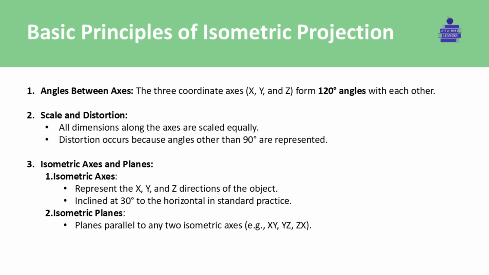The most important concept to grasp is the relationship between our three axes. Imagine taking three lines and arranging them so they're all exactly 120 degrees apart. These are our x, y, and z axes. This equal spacing is crucial because it ensures our drawing will look balanced and proportional. When we measure along these axes, we use the same scale for all three directions. Now, you might notice that angles in your drawing look different from the actual object. This is normal. A 90-degree angle in real life won't look like 90 degrees in your isometric drawing, and understanding this distortion is key to creating accurate representations.